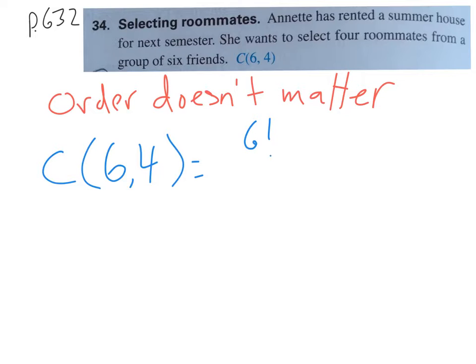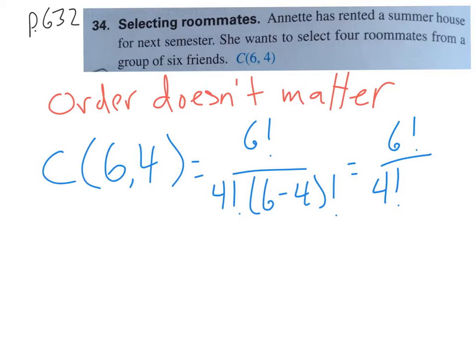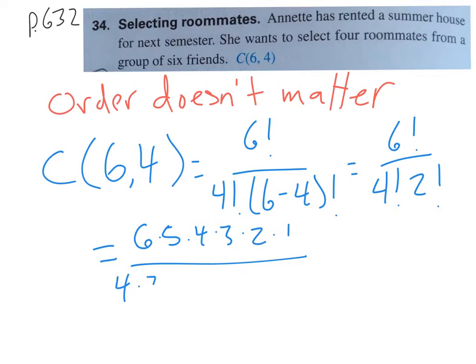We'll have N factorial on top, so 6 factorial. There's an R factorial down here, and then an N minus R, which is 6 minus 4. So this simplifies to 6 factorial over 4 factorial, and the 6 minus 4 is obviously 2, so we get an extra 2 factorial. And if we expand this, we're going to have 6 times 5 times 4 times 3 times 2 times 1 over 4 times 3 times 2 times 1 times 2 times 1.